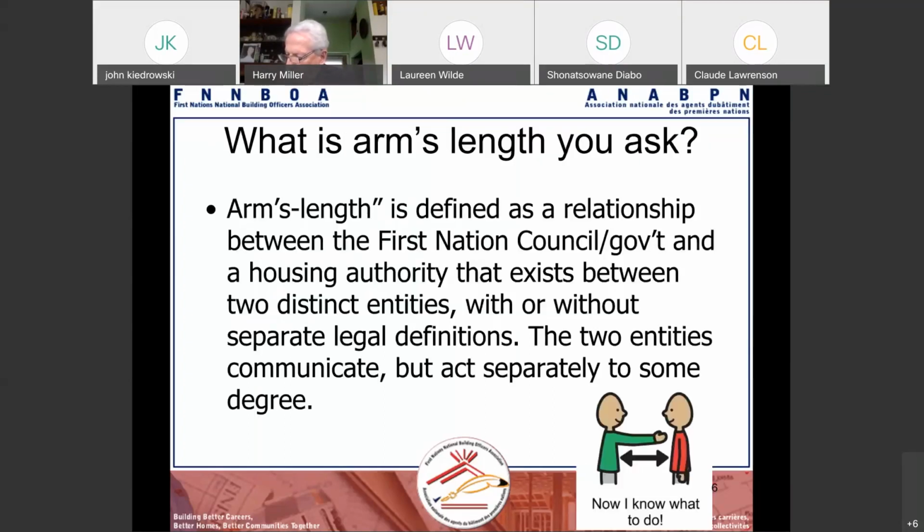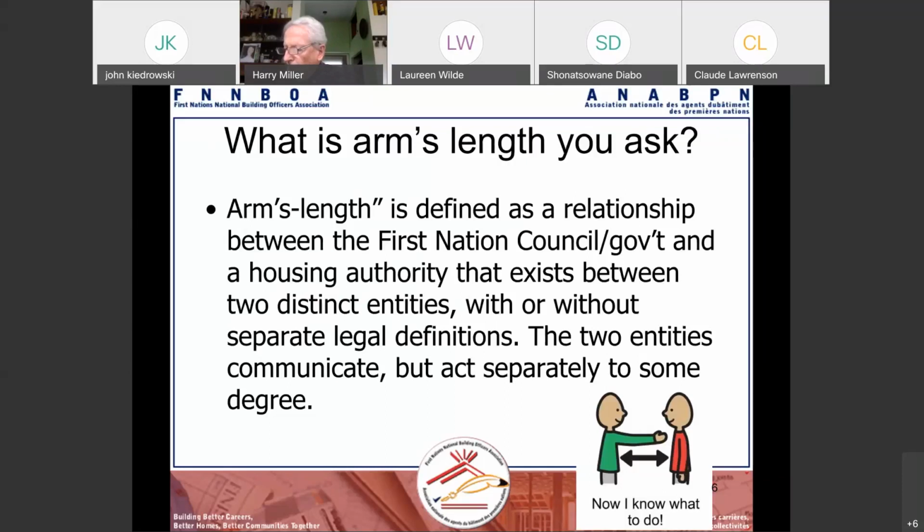So what is arm's length? It's defined between a First Nation council of government and a housing authority or a corporate entity that is distinct from chief and council, without having separate definitions. The two entities can communicate, but they act separately. You have the chief and council, which operates under either the treaty or the Indian Act, or however they function under their authorities. And then you have the housing authority, which is part of the corporation. It's important to point out that the housing authority is still accountable back to the chief and council because they're theoretically the head of the organization because of the corporation.